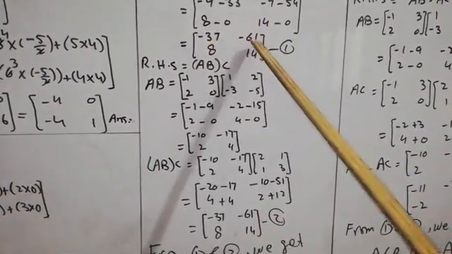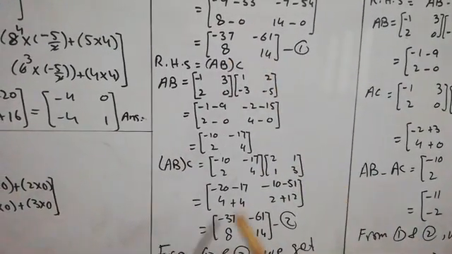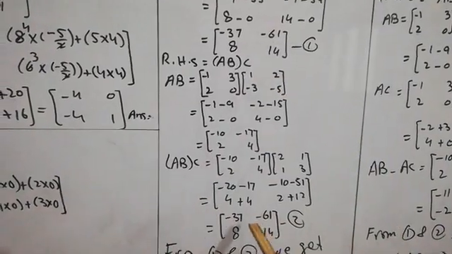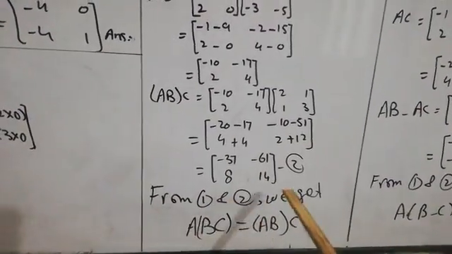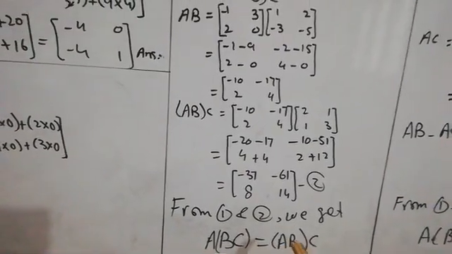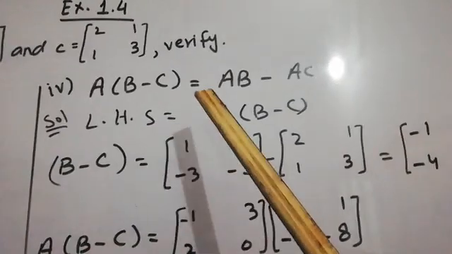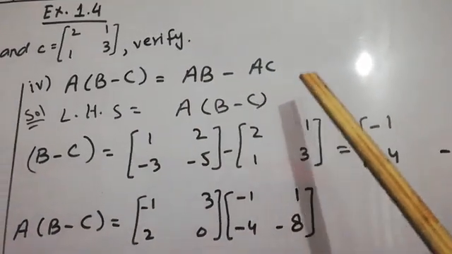Minus 37, minus 61, 8, 14, and minus 37, minus 61, 8, 14. Both answers are equal, so we can say from 1 and 2 that A into BC is equal to AB into C. Hence we proved. Part number 4: A into B minus C is equal to AB minus AC.